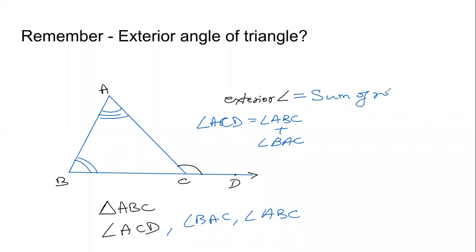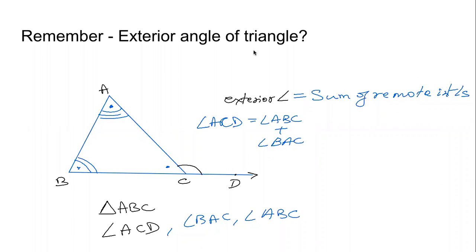Sum of remote interior angles. So why remote interior angles? What is the meaning of remote interior angles? We already know interior angles. If the angles are inside the triangle, we will call them the interior angles. So here, this angle and this angle are two interior angles. The third one is here. Now, if you see, this angle here is very near to the exterior angle, whereas this angle and this angle are far away from the exterior angle. Far away means remote. One of the meanings of the word remote is far away.